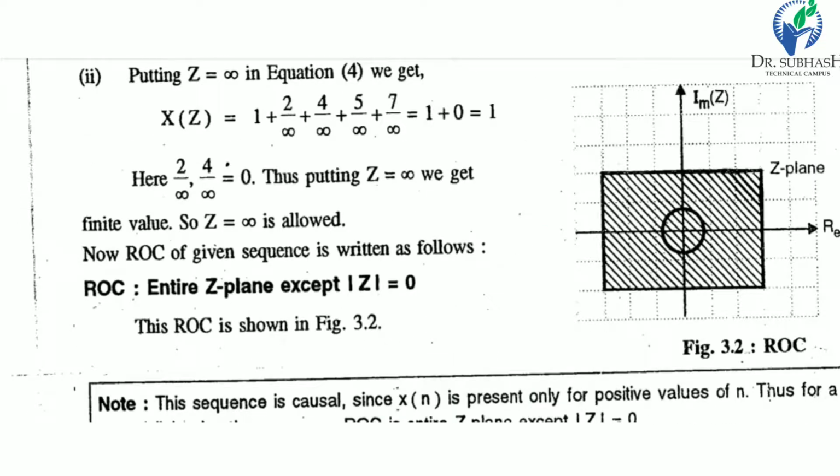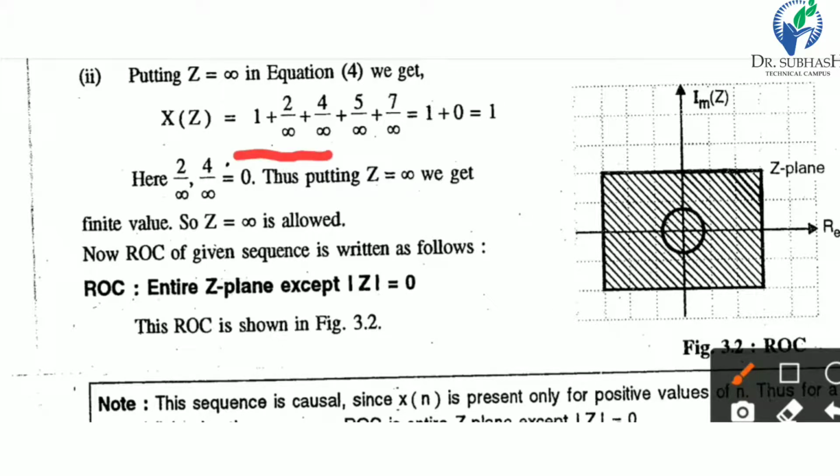Now we are putting z equal to infinity in our equation. So X(z) becomes 1 plus 2 by infinity, 4 by infinity, 5 by infinity, 7 by infinity. And we also know that 1 by infinity equals 0. So it is 1 plus 0, and X(z) we get 1 value. So it is a finite value. So z equal to infinity is allowed for ROC.